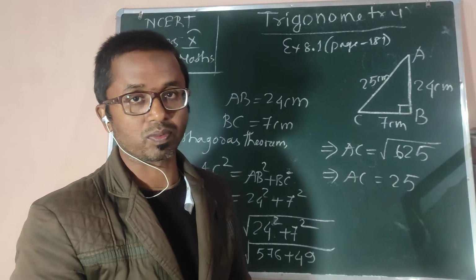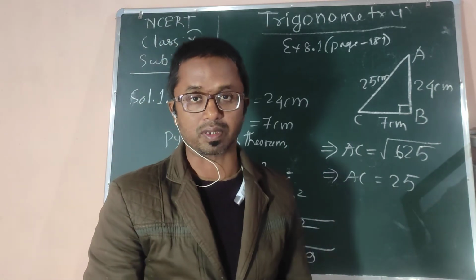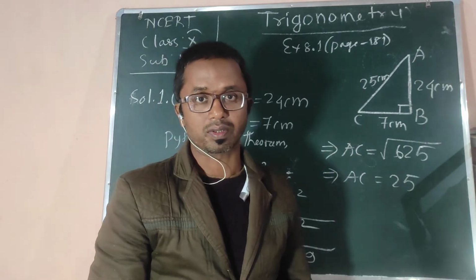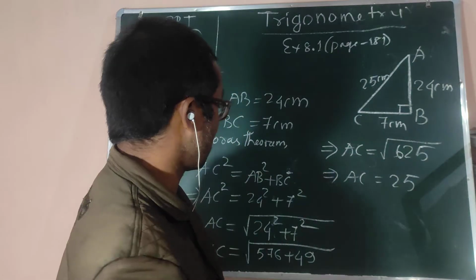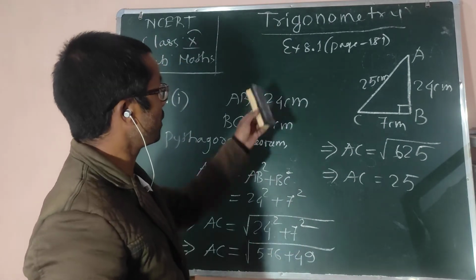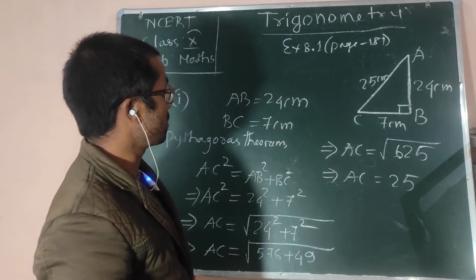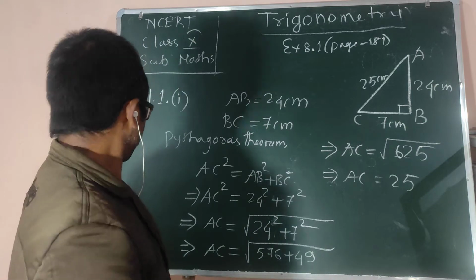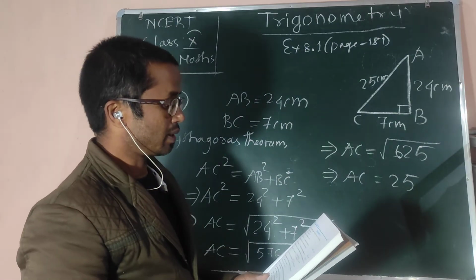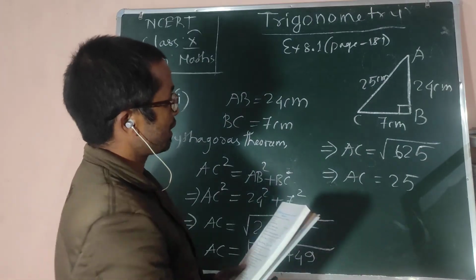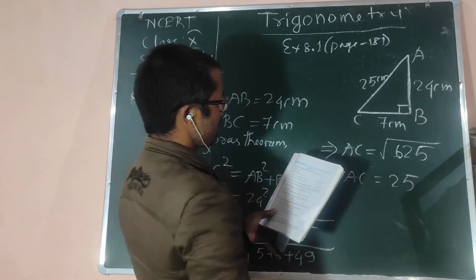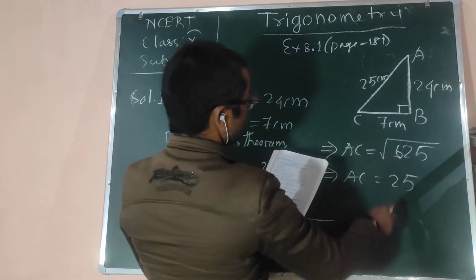So students of those boards where this NCERT textbook is followed, like Assam, can follow this and watch it for their solution. Now see, in exercise 8.1, page number 181 of the textbook, the problem is given here. I have the textbook with me. In triangle ABC, right angle at B, AB is 24 centimeter, BC is 7 centimeter.